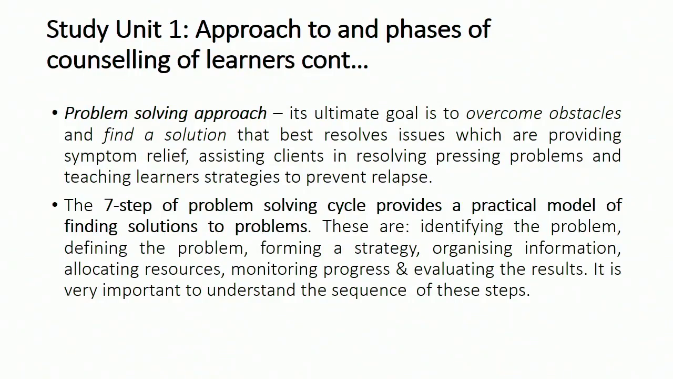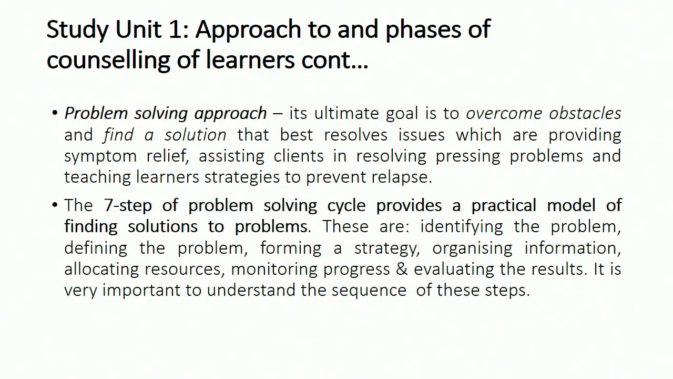Then we move on to the 7 steps of the problem-solving cycle. It provides a practical model of finding solutions to problems. When we are talking of the problem-solving cycle, we are asked to follow a certain order. In order for you to solve a certain problem, you first have to identify the problem, then you define it. After you see that this is the problem, what is it? That is what is meant by defining the problem. You form a strategy. Which way will you use in order to solve the problem? You organize your information, allocate the resources, monitor the progress, and then evaluate the results.